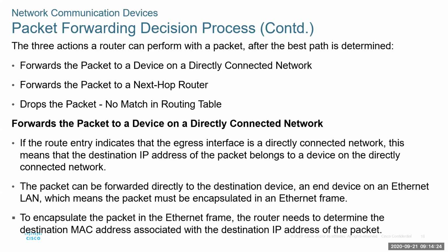So it could be Ethernet, it could be serial, it could be whatever means of connectivity that it has at the device. It could even be wireless if there's a wireless card within the router. And that means that that destination IP address belongs to the device that is directly connected to the network. That packet can then be forwarded directly onto the destination device, an end device with an Ethernet LAN, which means the packet must be encapsulated in an Ethernet frame. To encapsulate that packet, the router needs to determine what the destination MAC address is associated with that destination IP address.